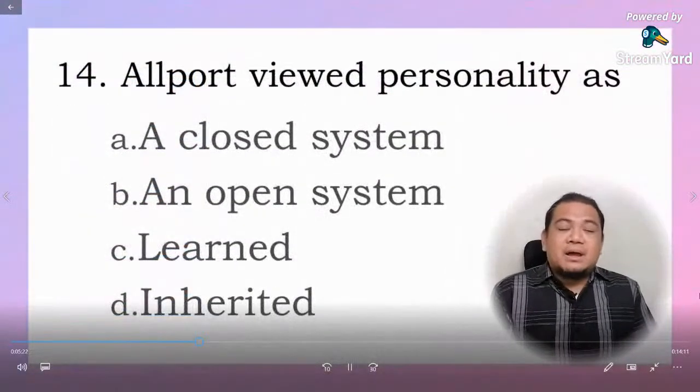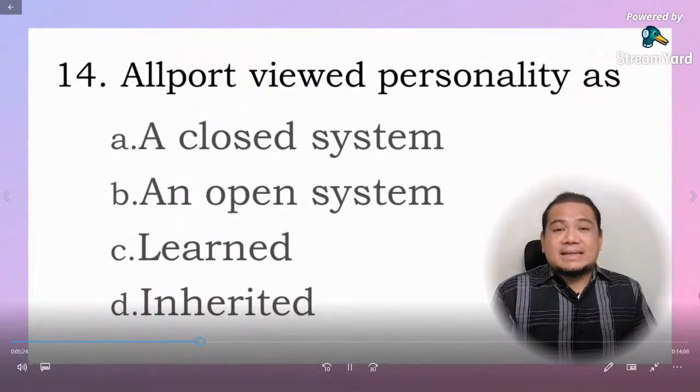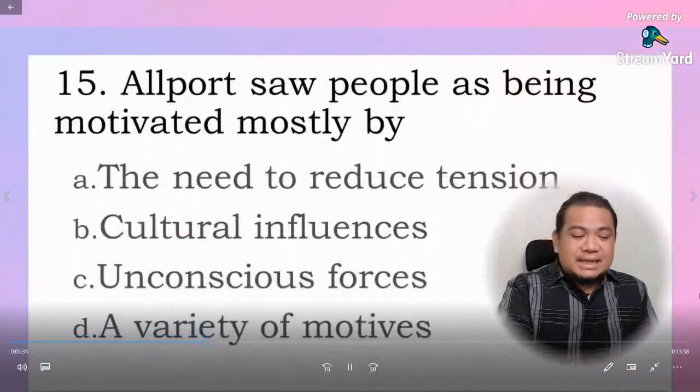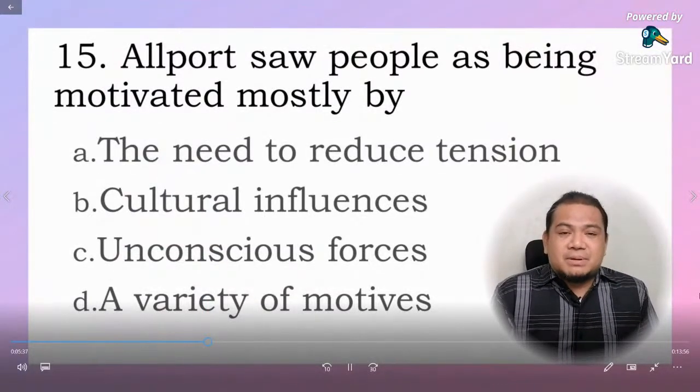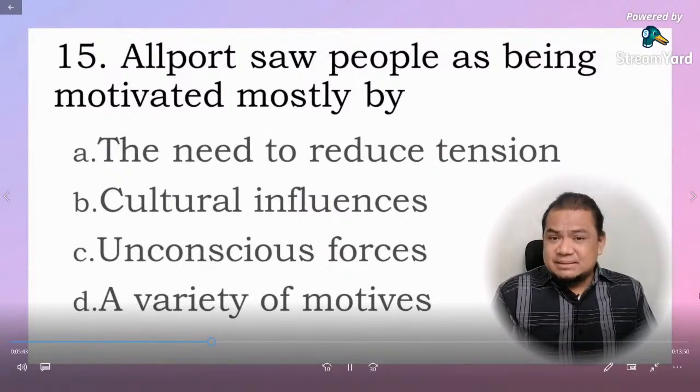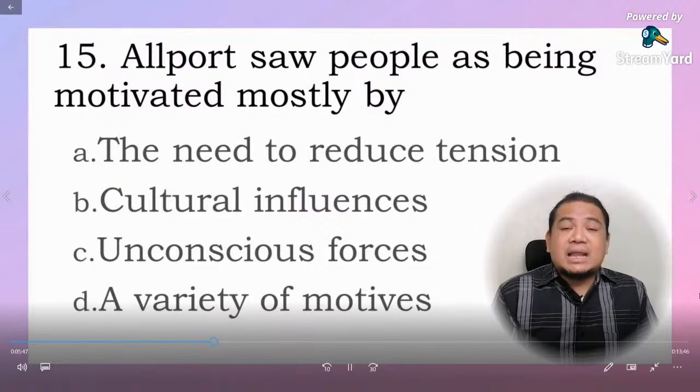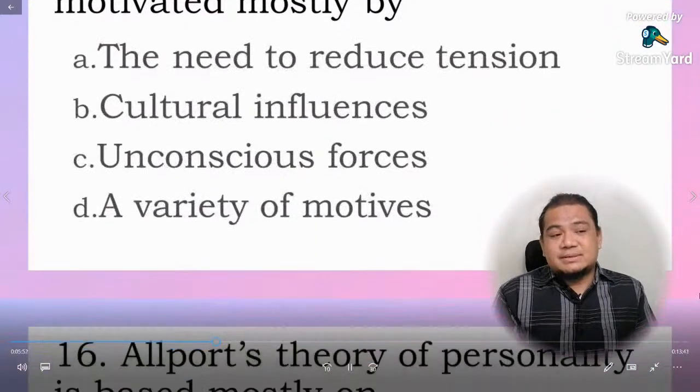Number 14. Allport viewed personality as A, a closed system, B, an open system, C, learned, or D, inherited. Number 15. Allport saw people as being motivated mostly by, is it A, the need to reduce tension, B, cultural influences, C, unconscious forces, D, a variety of motives.